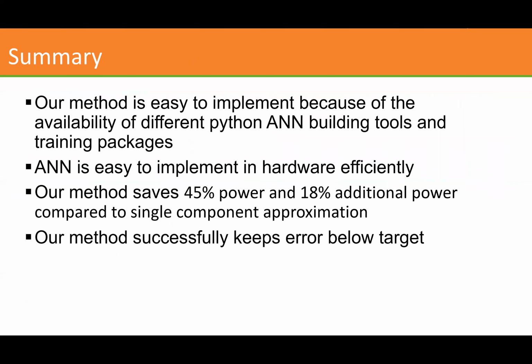So in short, our methodology is very easy to implement because of the availability of different Python ANN building tools: we have PyCaffe, PyTorch, and also TensorFlow. And ANN is very easy to implement in hardware efficiently because a lot of research has been conducted on this front as well. Our method saves 45% power compared to the standard design and 18% additional power compared to the single component approximation of the traditional approximation method. Our method successfully keeps the error below target, which is another important factor while we are doing approximation.